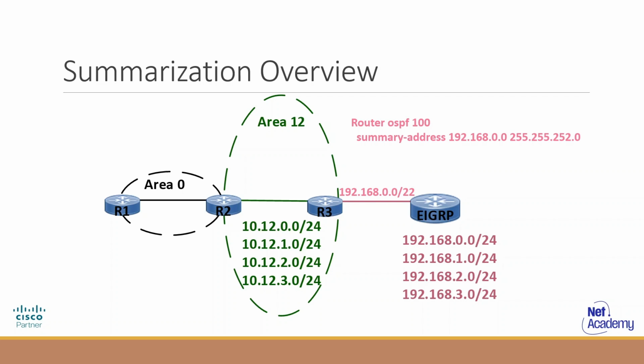And likewise, if I want to do this on the ABR, it's a little bit different, but pretty similar concept. I use something known as an area range command, and it always references the area that you're summarizing from. So in this case, we're summarizing from area 12 into area 0. So under the routing process, I just do an area 12 range, and then again, my summary address. And this not only makes your routing table smaller, it also makes your link state database smaller, because I'm generating fewer Type 5 and Type 3 LSAs, right?